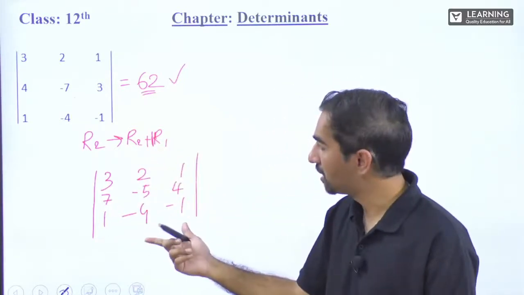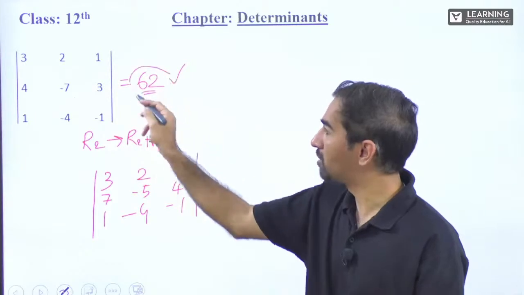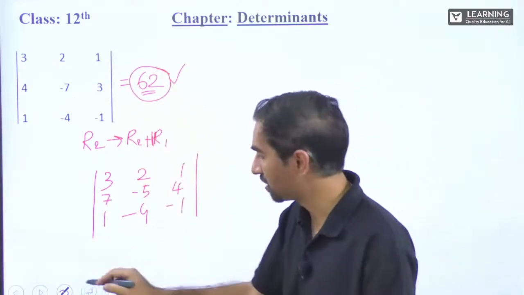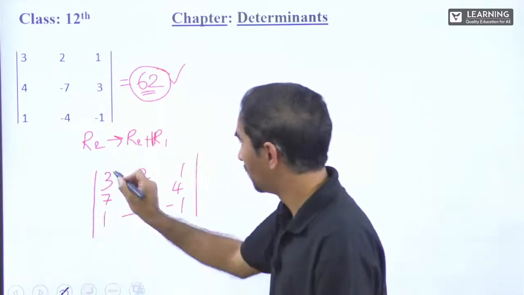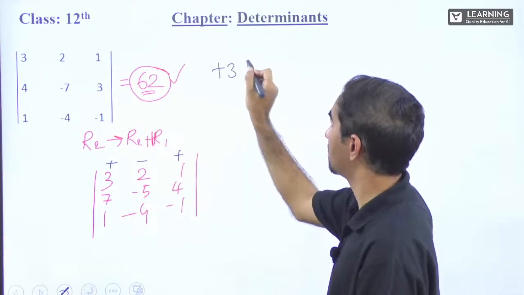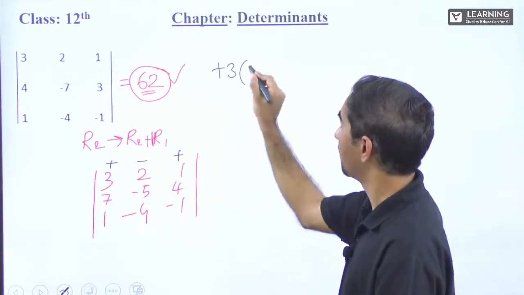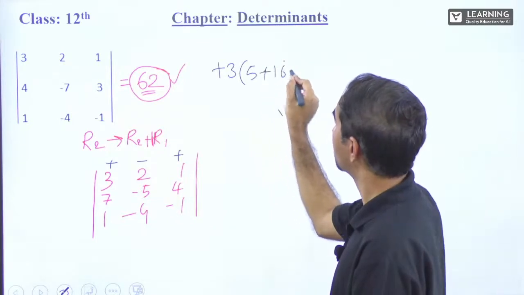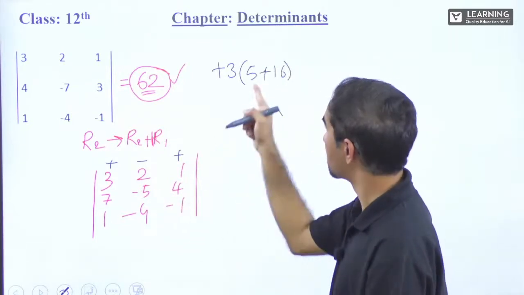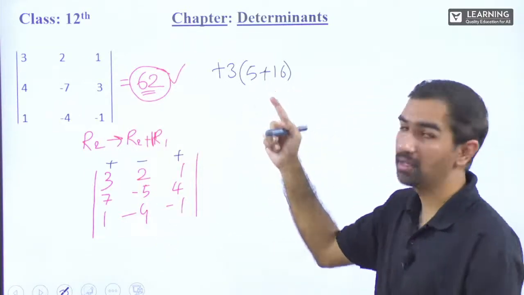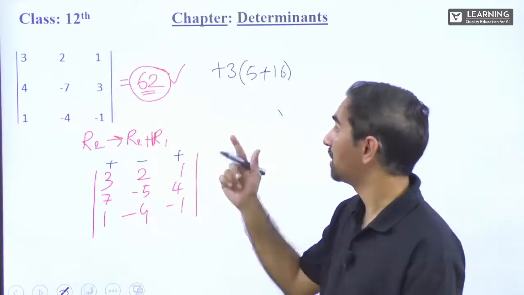But this determinant also should give us what value? This determinant also should give us 62. So this is what property 2 is all about. So let us solve this determinant now. We'll write the cofactors plus, minus and plus. So this will become plus 3 of 5 plus 60. Correct? Minus 1 into minus 5 is plus 5. 4 4s are 16. With the minus sign, minus is coming in between default sign in determinants. So it is becoming plus 60.